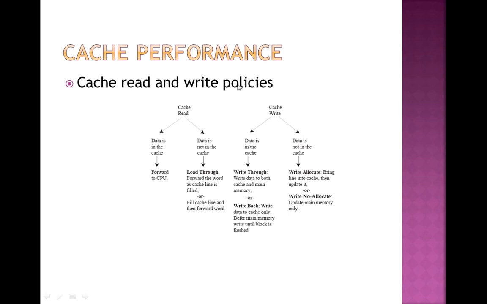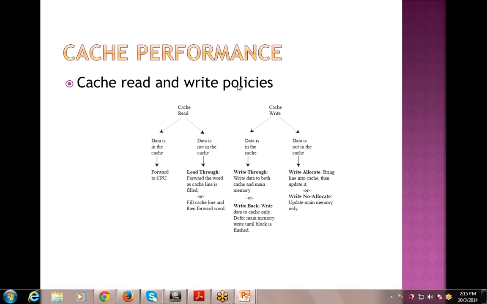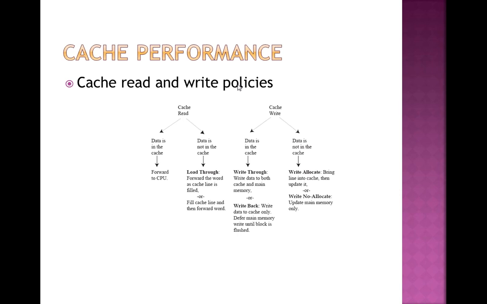Then we discussed cache performance. That is today's topic also. That is the impact of the cache on program performance. We have studied the read and write policies. There are two types of read. If data is available in the cache, simply forward it to the CPU. But if the data is not available in the cache, then approach the main memory. There are two techniques available: one is load through and one is fill cache lines.